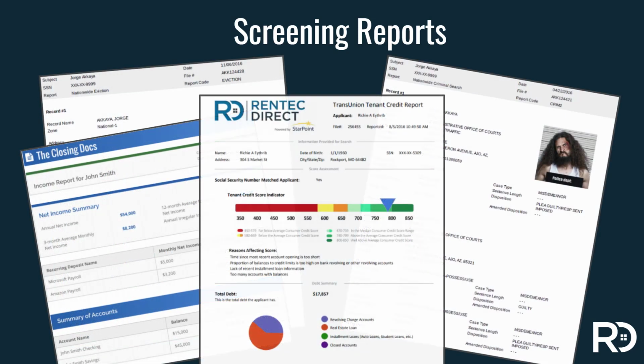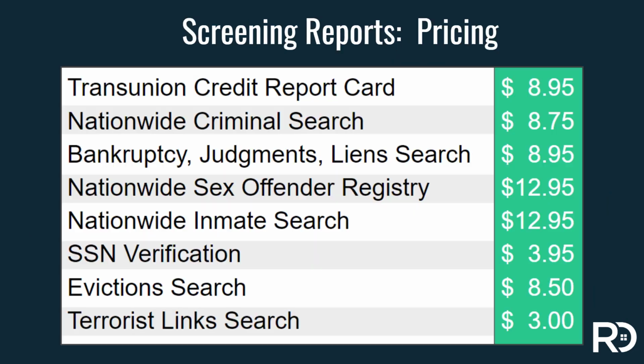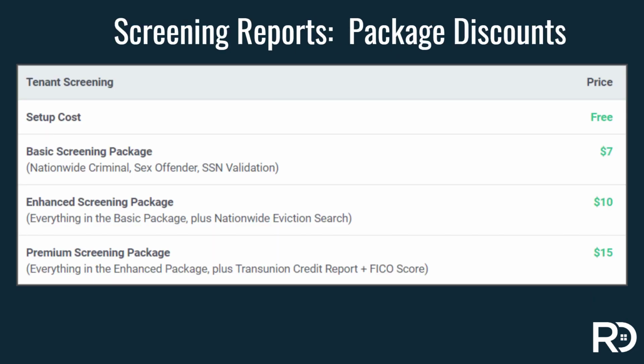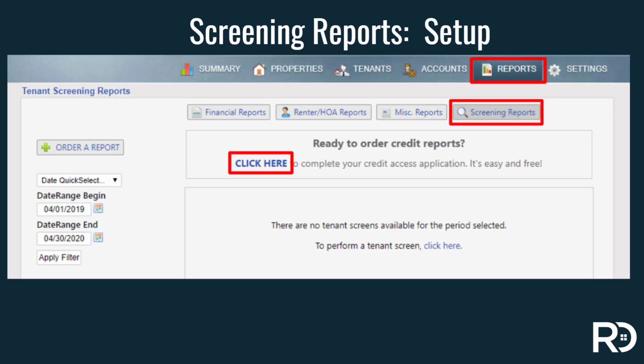Your Rentec Direct account provides instant access to background reports on your rental applicants, including income verification, criminal and eviction searches, as well as credit reports. All public report options are ready to pull immediately. Setting up your access to credit reports is a one-time step, and your account will be ready in the same business day. Reports can be ordered individually, or you may choose from a report package to receive a discount. To set up access for credit reports and to order reports, follow the prompts in your screening reports page.